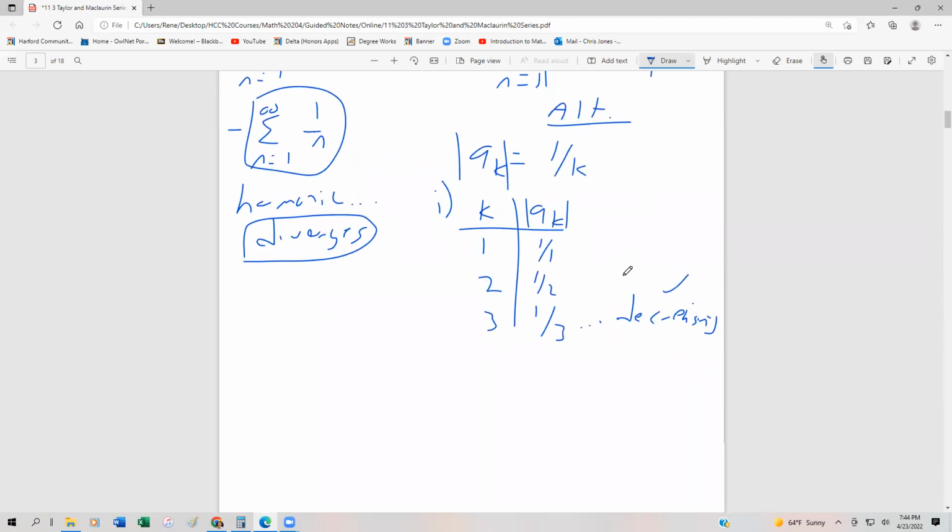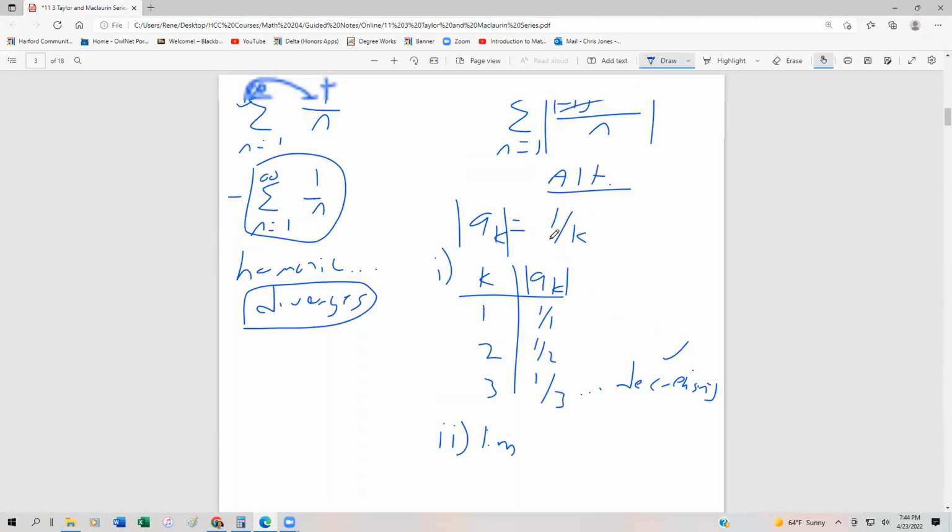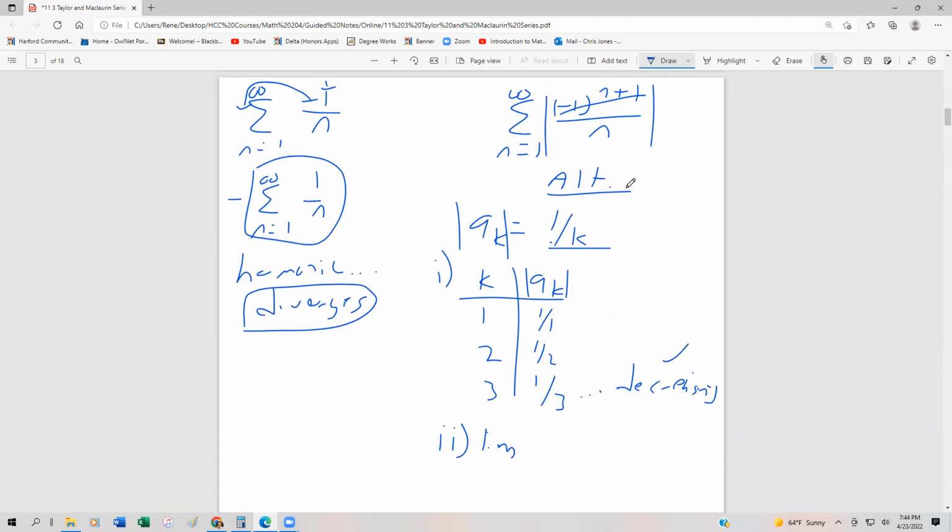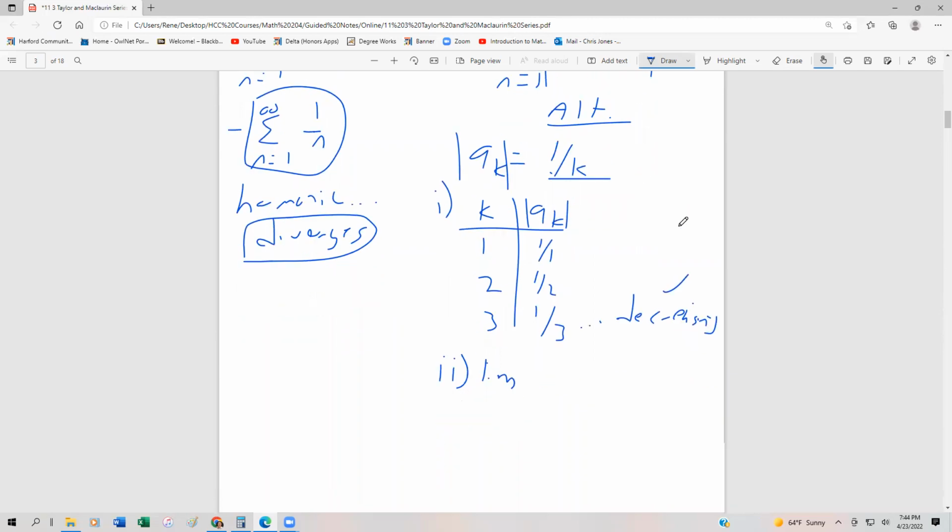And then remember, for the alternating series test, we just have to take the limit, as in this case we have 1 over k. So we're just going to take the limit as k approaches infinity of 1 over k, and that's going to be equal to 0. So it is going to converge at x equals 1/5.